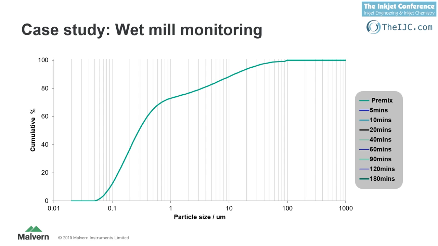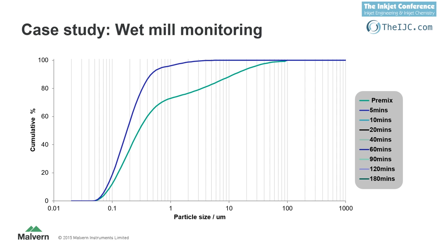So in this case, we're looking at a pigment that's being milled over time. So we're looking at the cumulative distribution, so the percentage below each size against particle size, starting with the premix. So we've got particles here that are below 100 nanometers, up to 100 micron in the same sample. So we can quickly characterize that.